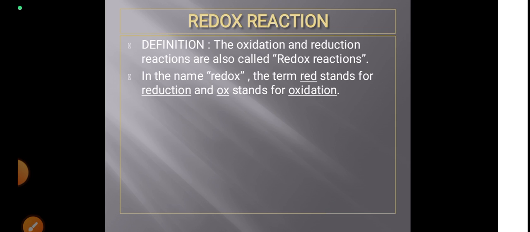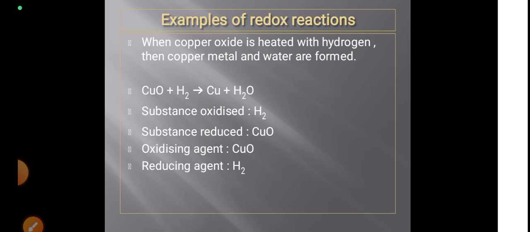So what does redox mean? The definition itself says reactions involving oxidation and reduction which happen simultaneously are called redox reactions. In the term redox, we can split the word: red stands for reduction and ox stands for oxidation. Mostly the redox reaction happens simultaneously, that is, reduction and oxidation happen simultaneously. That is, loss and gain of electrons.